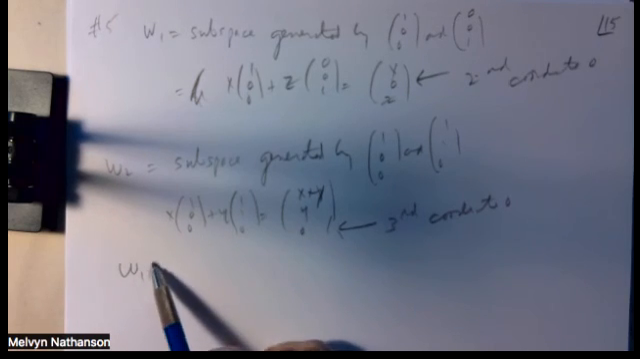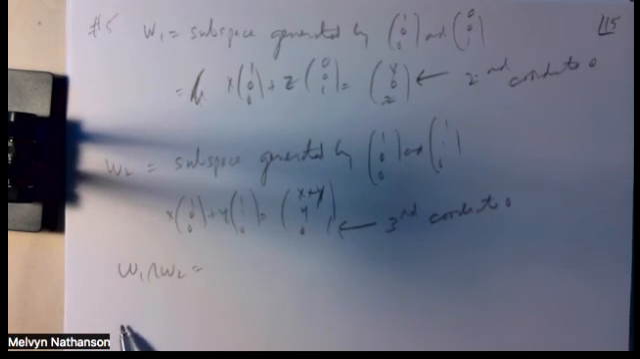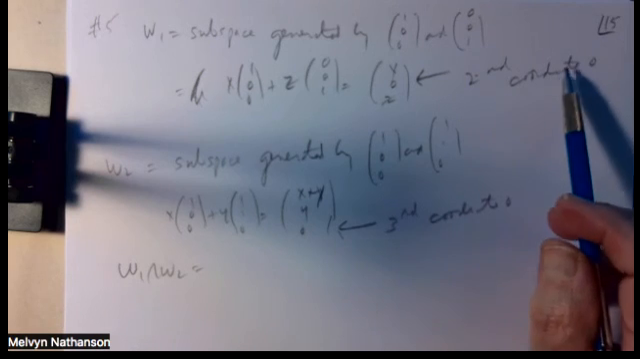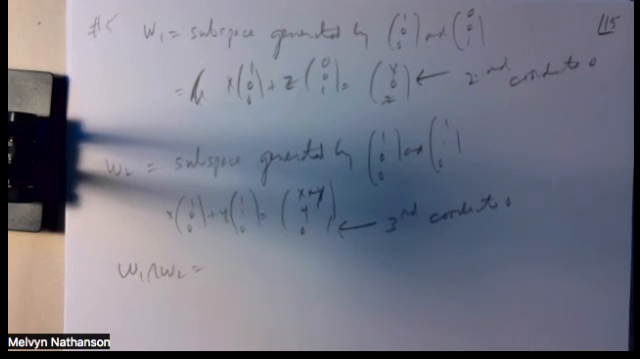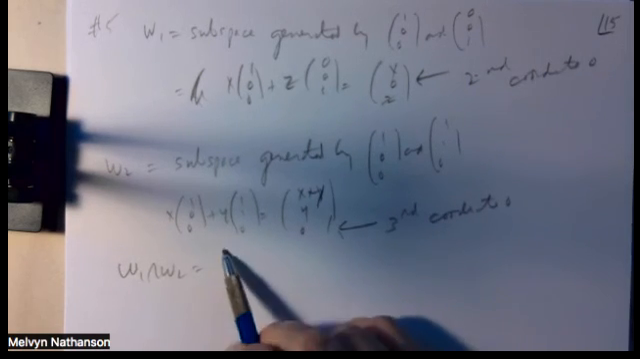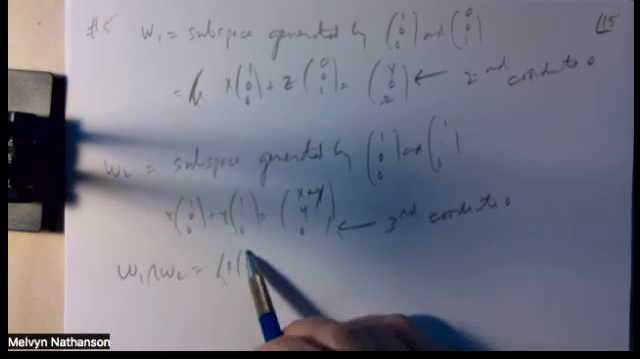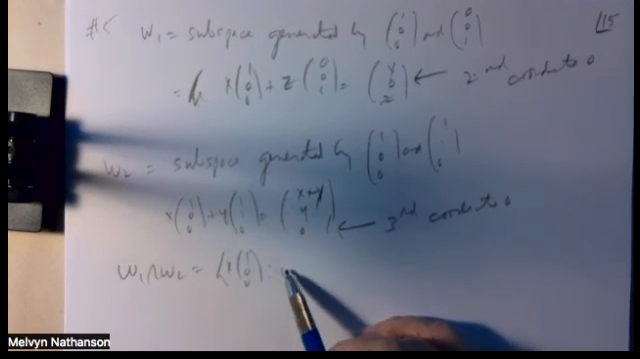So what is W1 intersect W2? It's all vectors for which both the second and the third coordinates are 0. So it can only be vectors in the form x times (1, 0, 0).